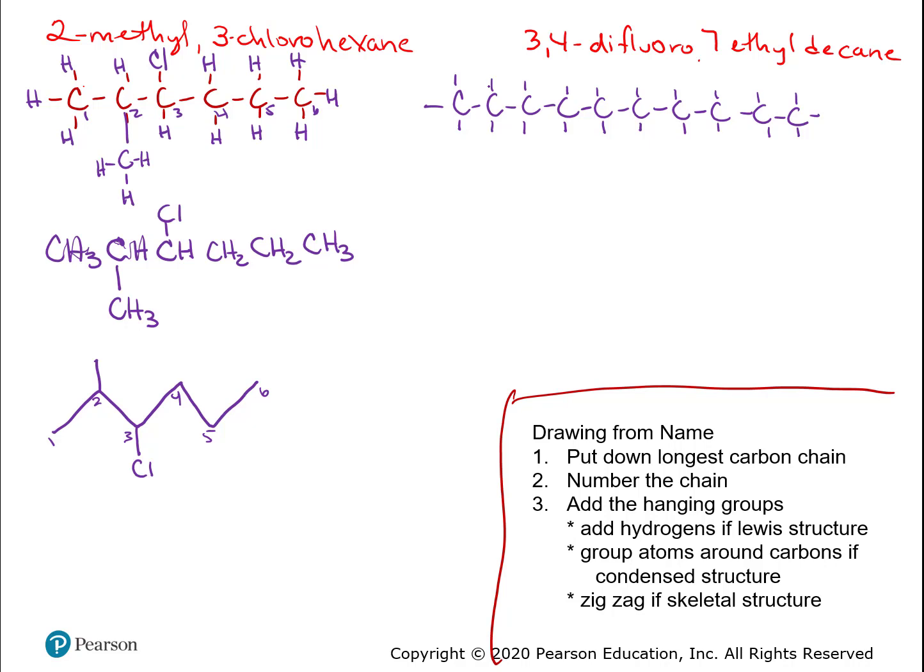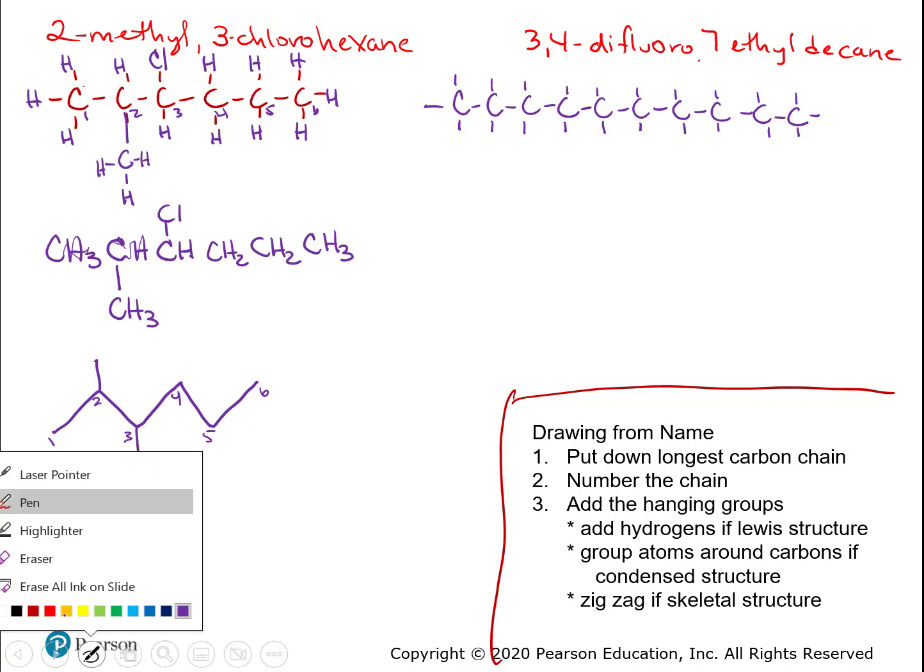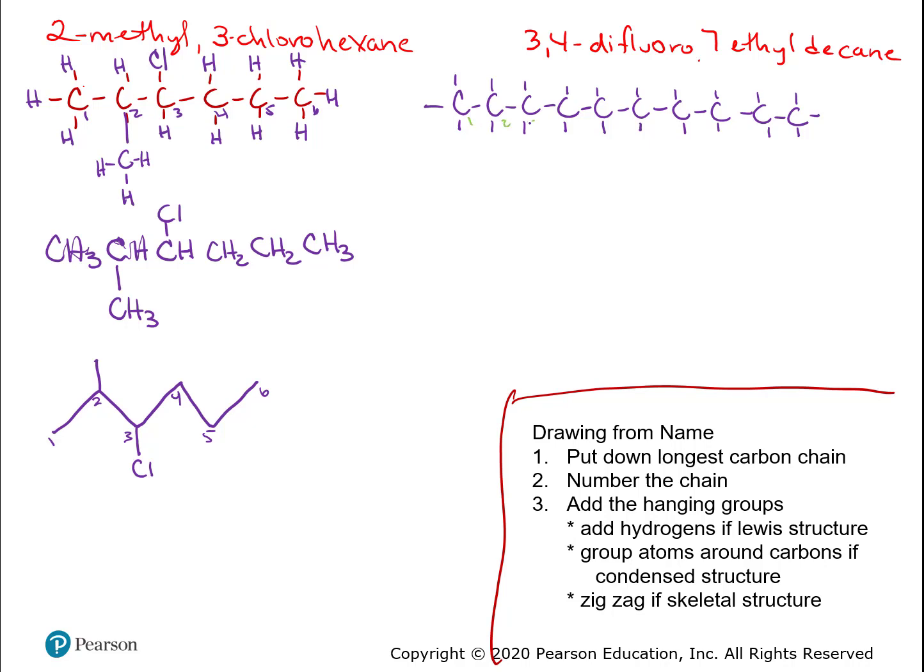Then I number. You're just going to number from left to right. I think that's probably the easiest thing. 1, 2, 3, 4, 5, 6, 7, 8, 9, and 10. Then what am I going to add? Add a fluorine on 3 and a fluorine on 4. F and F. Remember, fluorine is F, not FL. So see, carbon 3 and carbon 4 each got fluorines because it's difluoro. So I know that means 2.